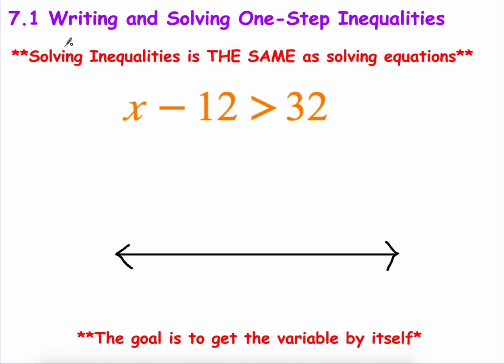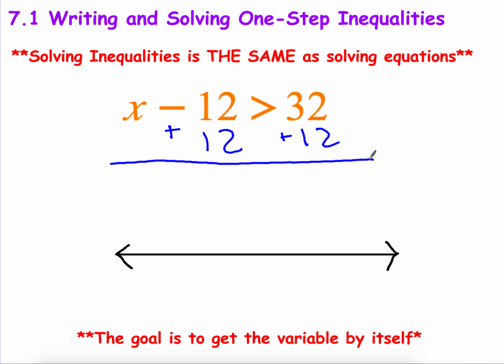When I say solving inequalities is the same as solving equations, what I mean is the goal is still to get the variable by itself. My goal is still to isolate this variable by canceling out everything to the left of the inequality symbol, the same as what we did with solving equations. Because I have x minus 12 is greater than 32, I need to get rid of this minus 12. To get rid of minus 12, I do the opposite, which is plus 12. And whatever I do to one side of the inequality symbol, I have to do to the other side.